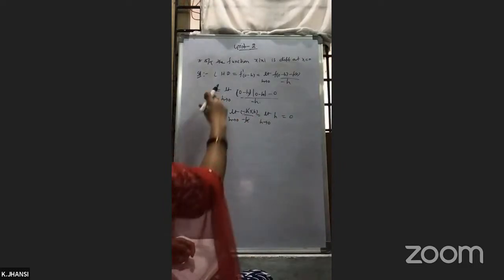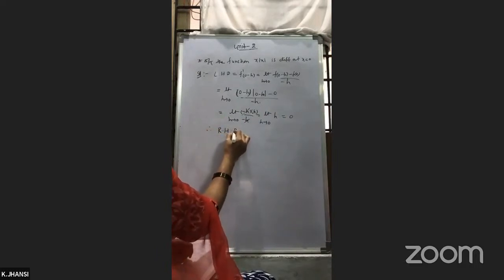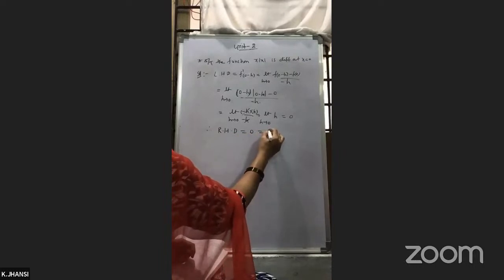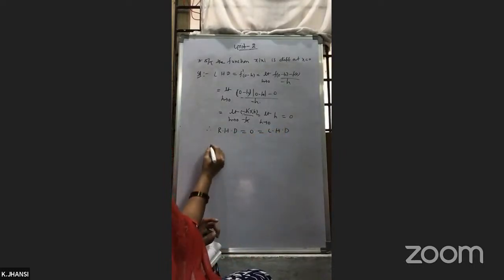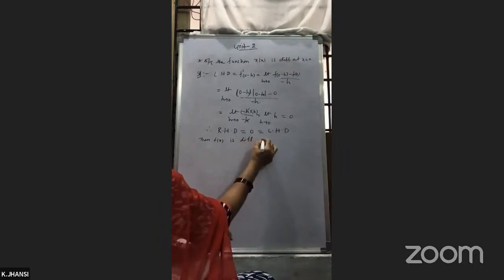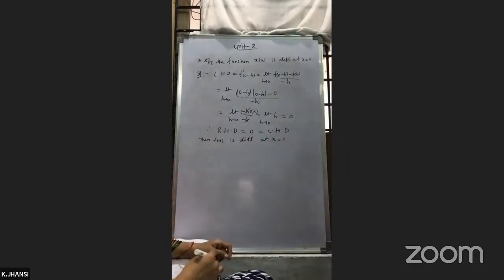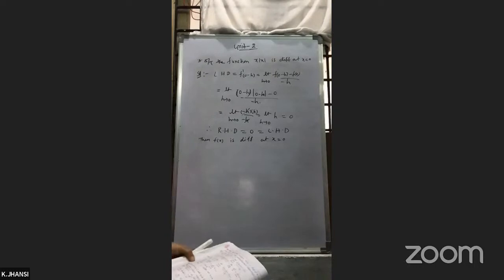So both the values are same. Therefore, RHD is equals to 0 equals to LHD. Here you can write thus f of x is differentiable at x equals to 0. So like this, you have to find the solution of any given problem. So this is the simple one. This almost they will ask for only 5 marks question.